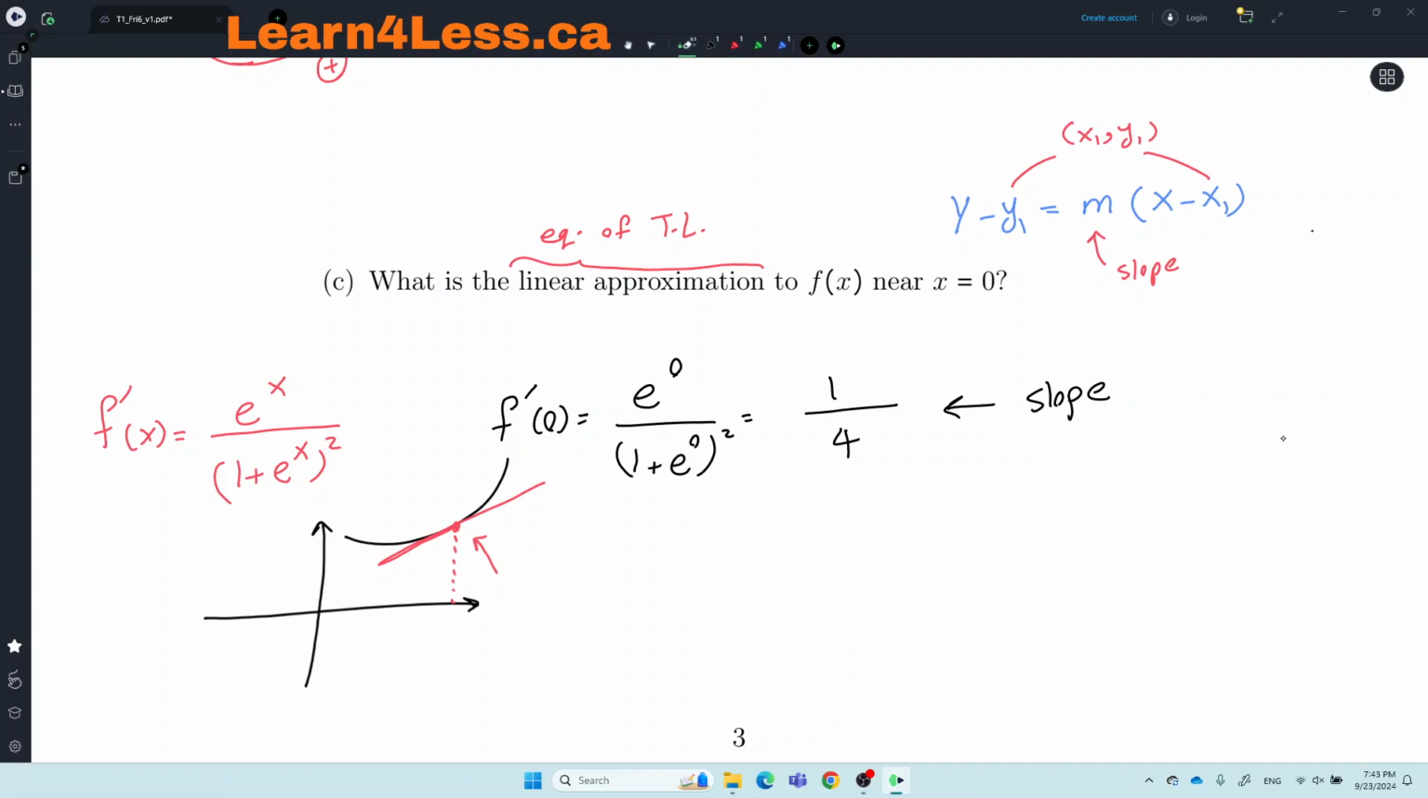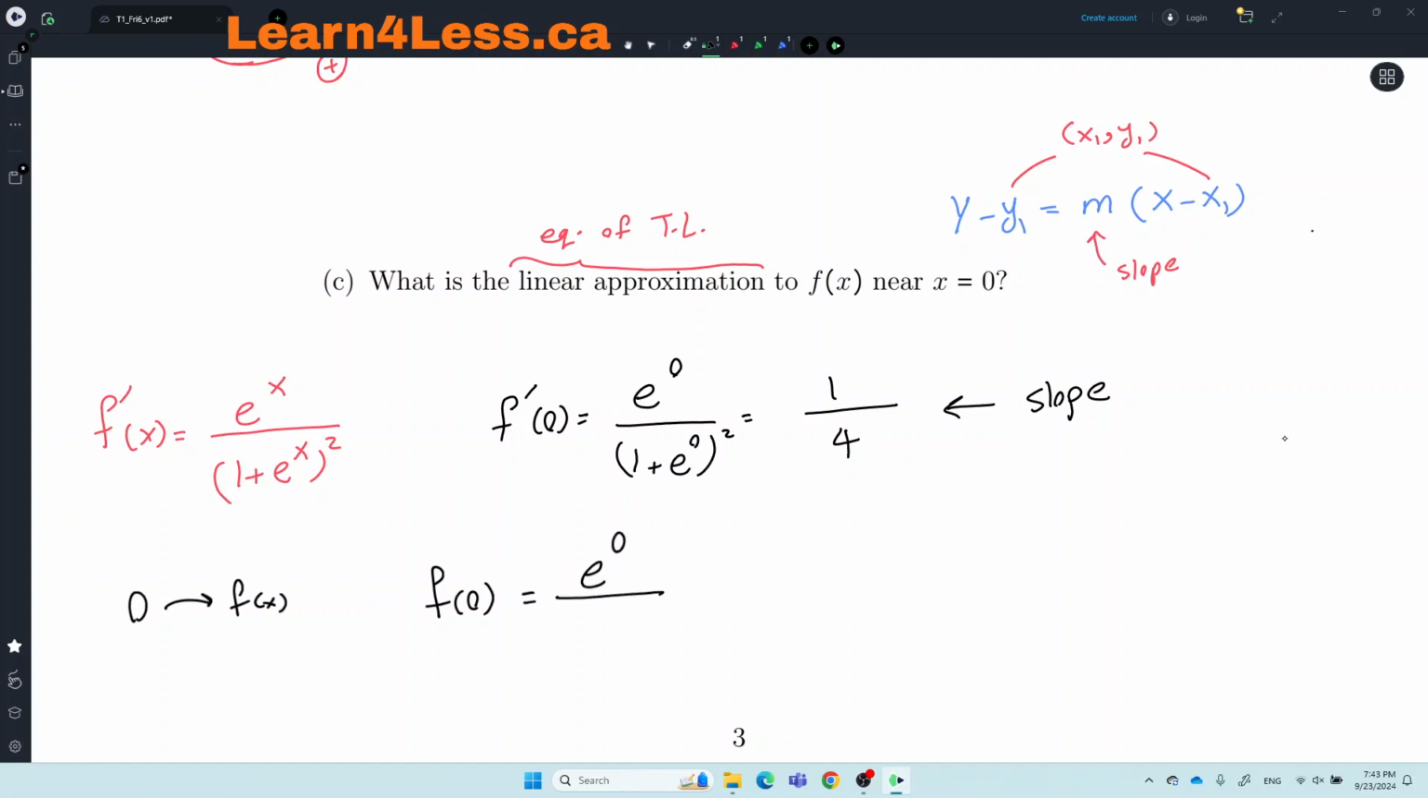They are giving you the same y value. Let me just erase this stuff. So what I do, I plug in 0 into the function f of x. Basically, I evaluate f of 0. What is f of 0? It is e to the 0 over 1 plus e to the 0.